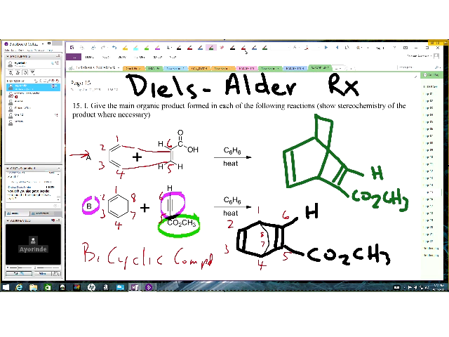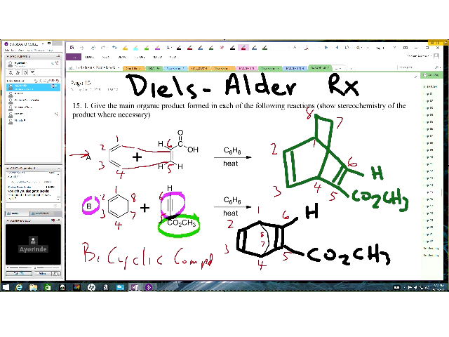I see your question. You're trying to ask me a question, Chelsea. I'll be right with you. Okay, so this is our carbon 1, carbon 2, carbon 3, carbon 4. This is our carbon 5. This is our carbon 6. And this is our carbon 7. And this is our carbon 8.